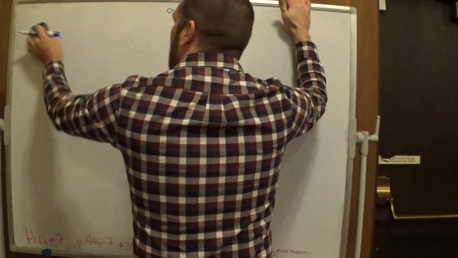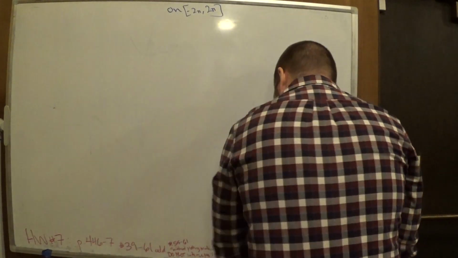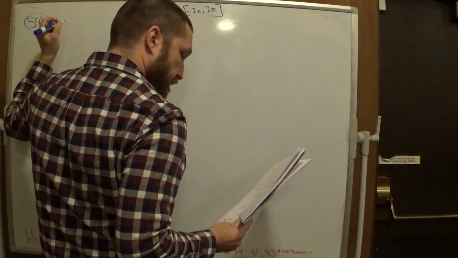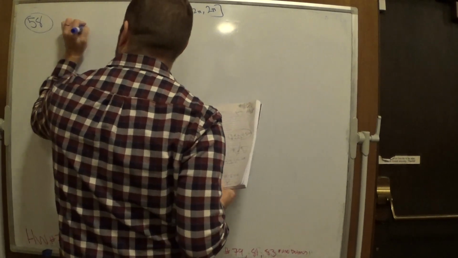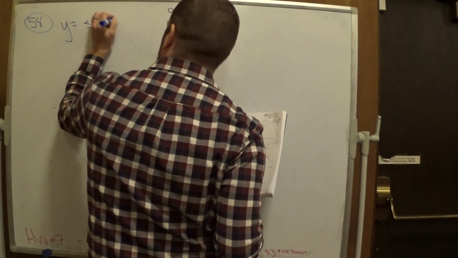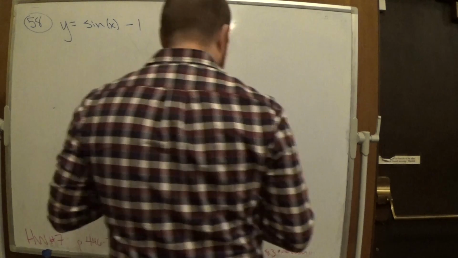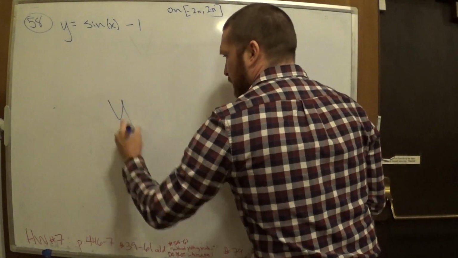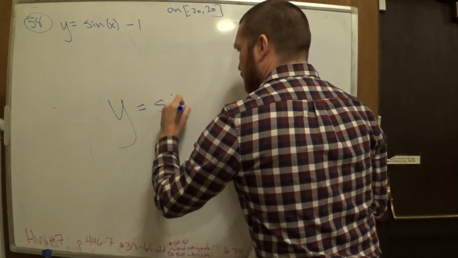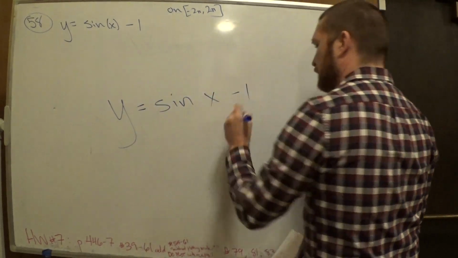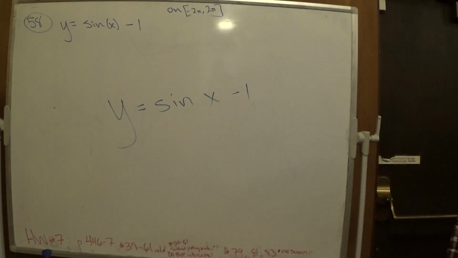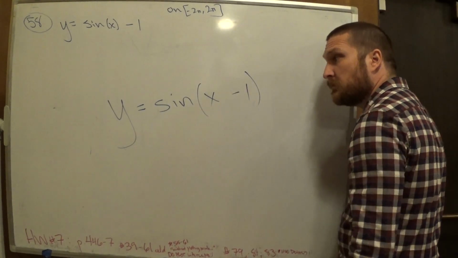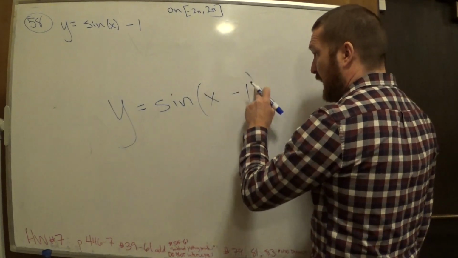Now, here's another, number 58. It says graph y equals, and the problem is that in your book, it writes it like this, so it looks like it's stretched. It's ambiguous. Is it like this? Is it like I wrote it there?